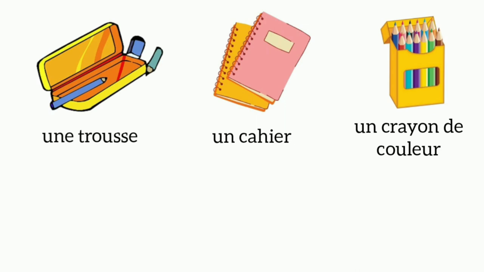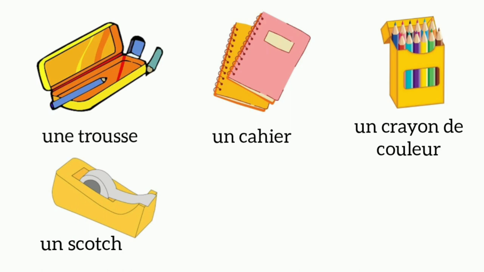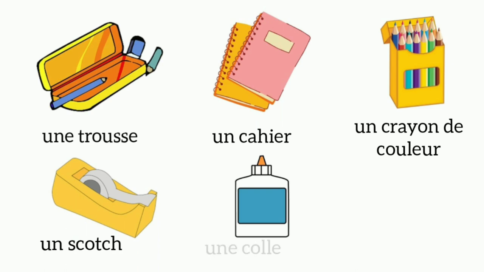Okay. Then next is the sellotapes that we use. Sellotape is called un scotch. Okay. Then next comes adhesive, which helps us to paste. It is called une colle.